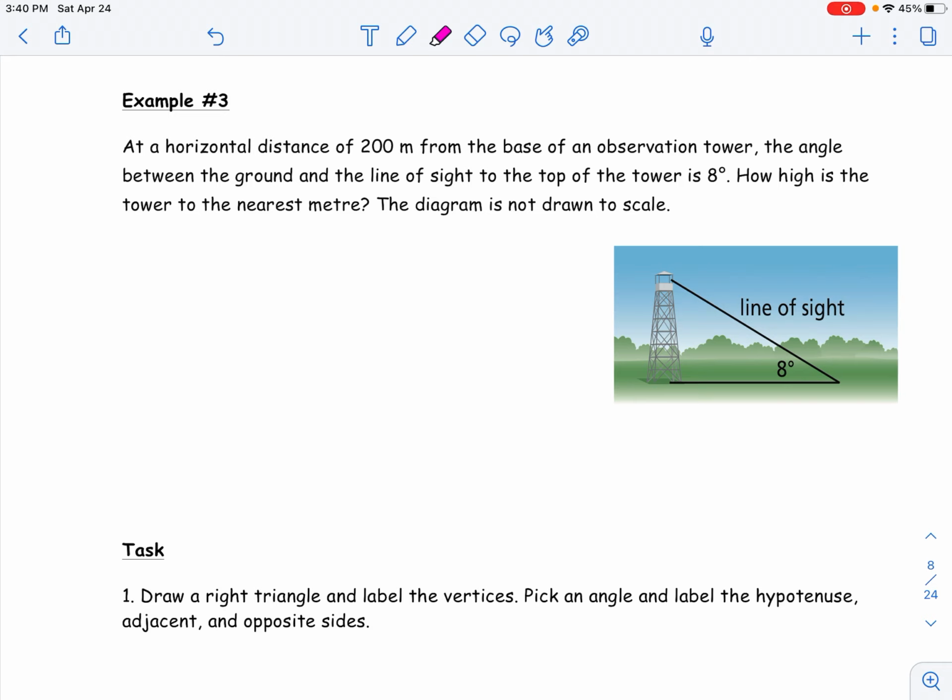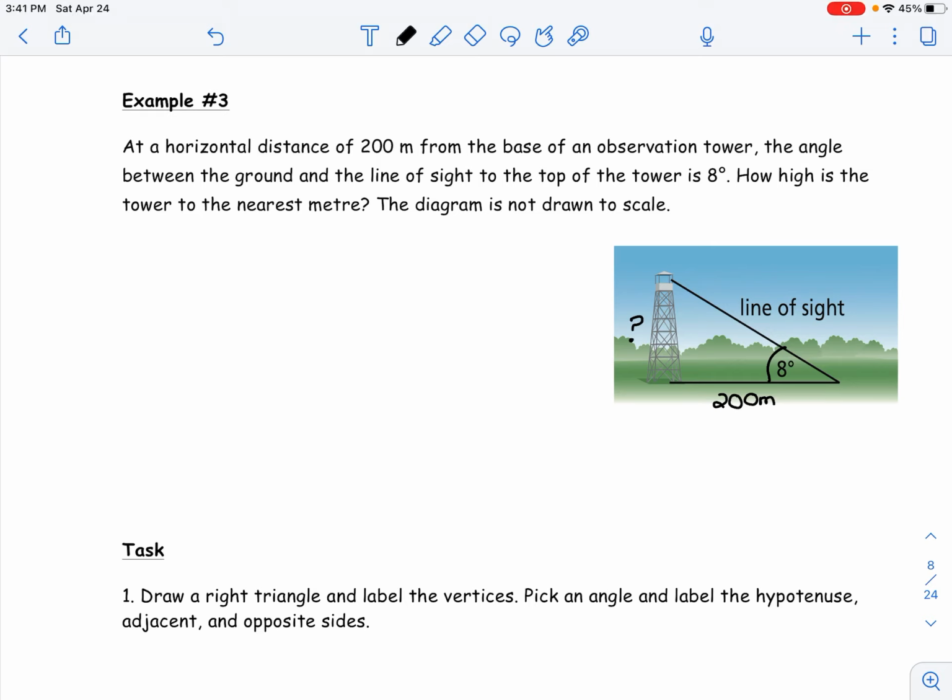Here they're saying that at a horizontal distance of 200 meters from the base of the observation tower, and when they're talking about base, we're talking about this right here, so that's going to be 200 meters. The angle between the ground and the line of sight is 8 degrees, which is already labeled. There's our angle of inclination. How high is the tower to the nearest tenth? We're trying to solve for this height.